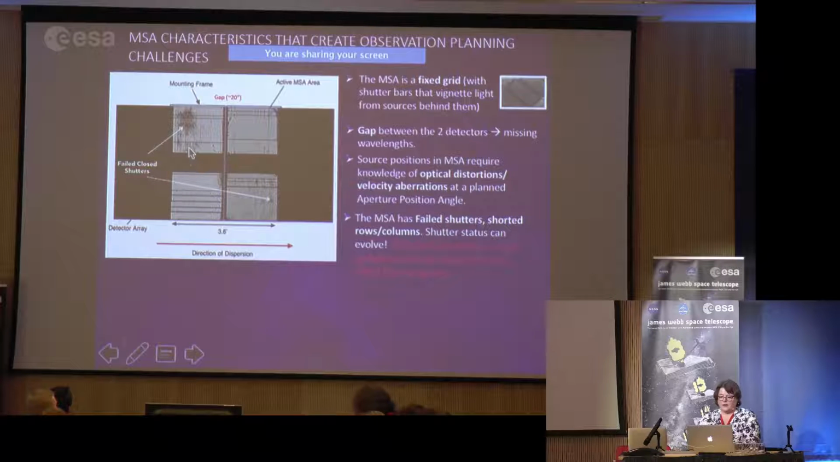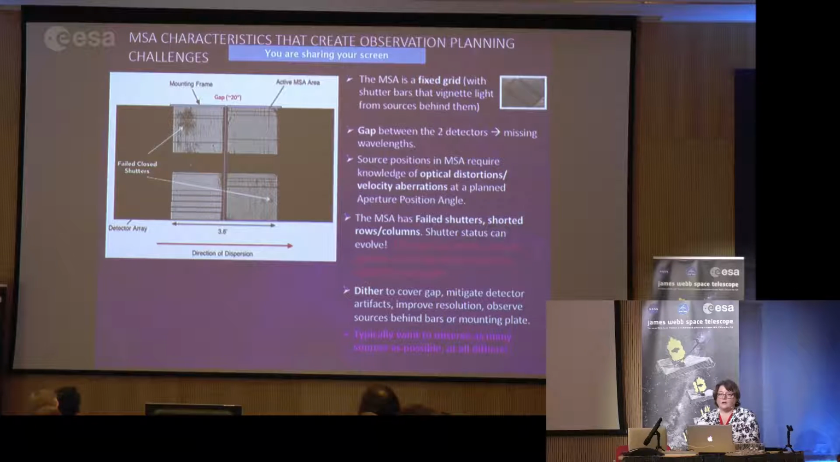I've mentioned before the MSA has these failed shutters. There's also shorted rows and columns, and the planning tool plans around all of that, so it doesn't use those bad columns. At a later date, once you've planned the final program, if there's an impact to your program due to a change in the shutter status, we'll notify you, and you may be asked if you want to replan those observations. Hopefully, we won't have that. We won't have the shutter status evolve too rapidly, but we have to wait and see on orbit.